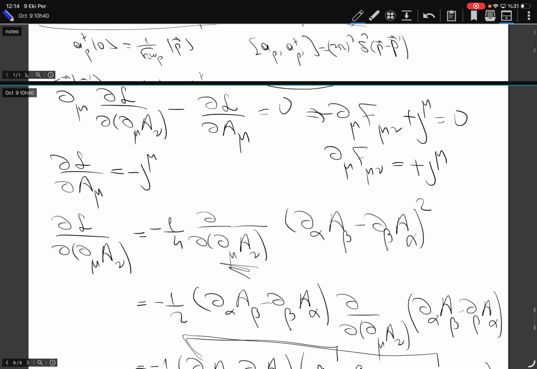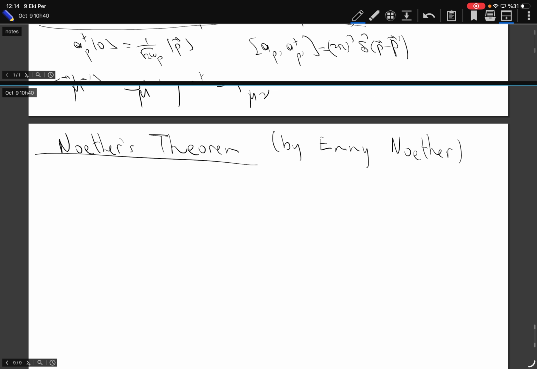So let us be a bit more concrete about what we mean by the symmetry. The thing that determines the physics of our system is not the Lagrangian itself, but the action. That will be crucial. So let's say that this is the action.